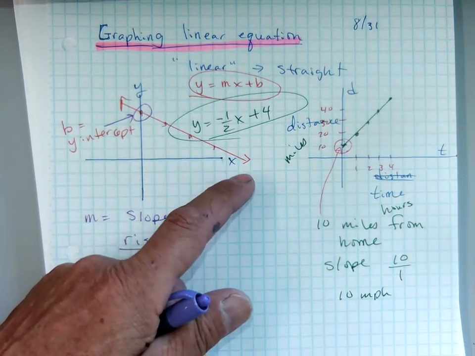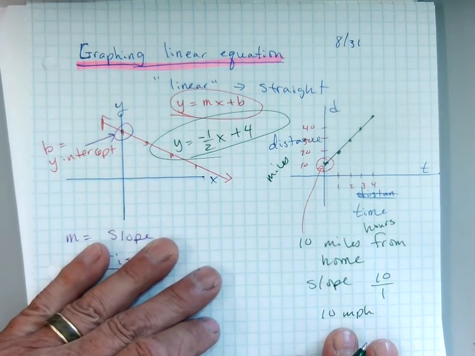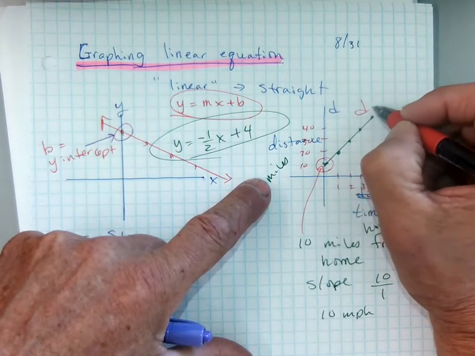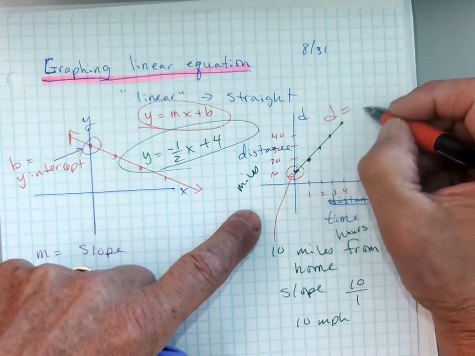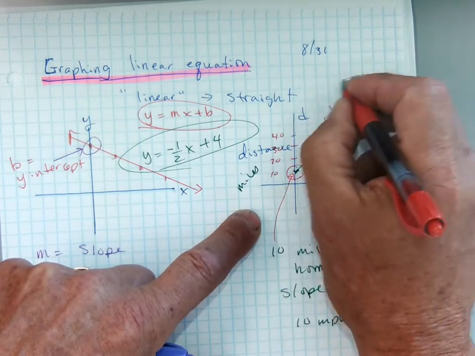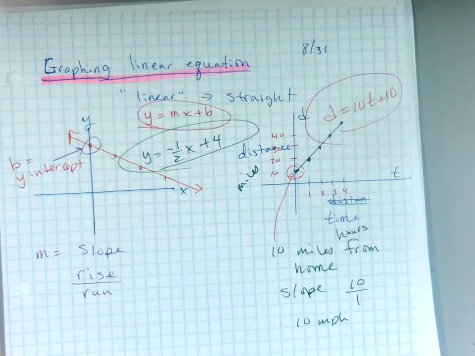So my equation is going to be, ready? D equals 10t plus 10. How's that for an equation? Right? So there's a line. It's a straight line, but it has an application.